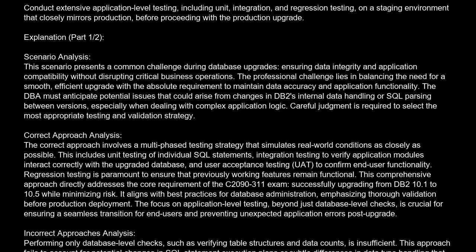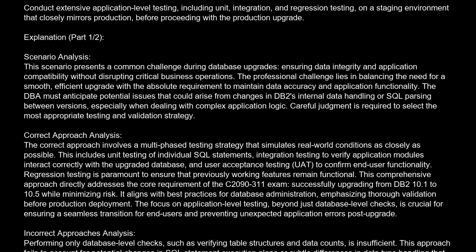The correct answer is A. Conduct extensive application-level testing, including unit, integration, and regression testing, on a staging environment that closely mirrors production, before proceeding with the production upgrade. Explanation. Scenario analysis. This scenario presents a common challenge during database upgrades, ensuring data integrity and application compatibility without disrupting critical business operations. The professional challenge lies in balancing the need for a smooth, efficient upgrade with the absolute requirement to maintain data accuracy and application functionality.